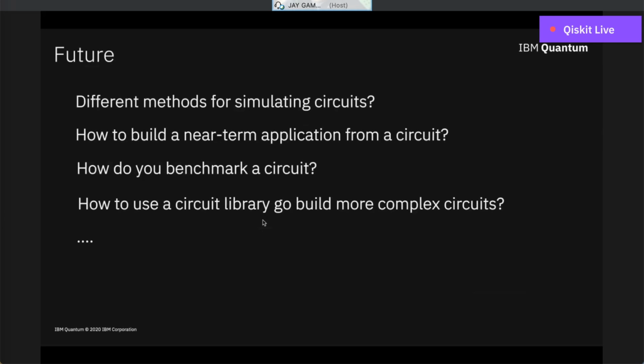So in the future, I think we're going to continue this live stream with talking about different ways to simulate circuits, how we can build near-term applications from a circuit, how do you benchmark a circuit, and how do you use a circuit library, as I hinted at, to build more complex circuits.